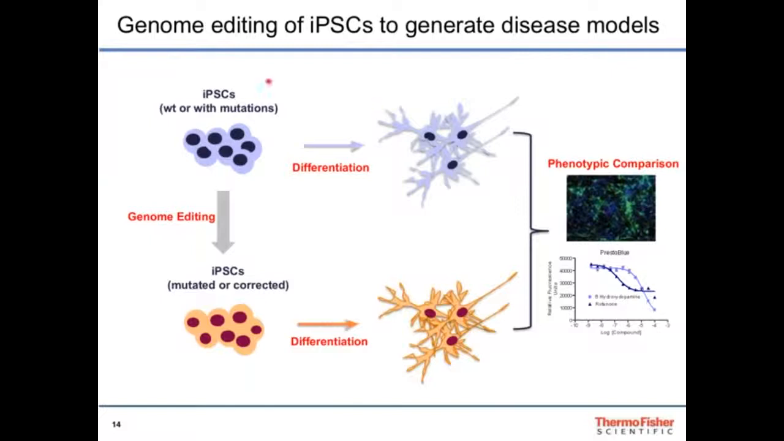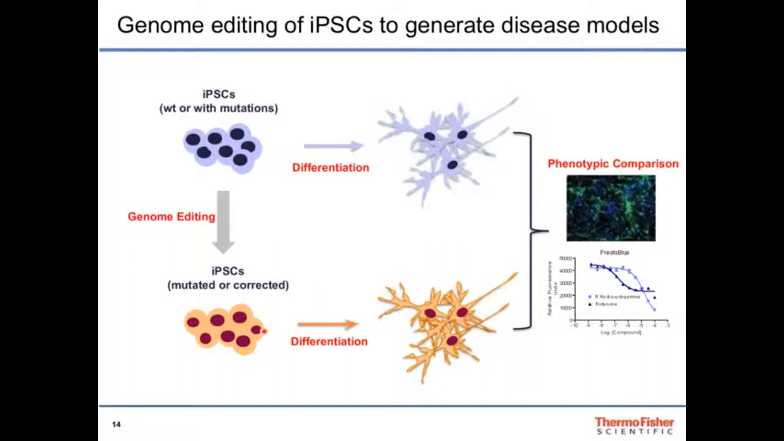So again, the idea is to start with our iPS cells from our patients, either with or without mutations. Then we edit some. In this case, we're either entirely knocking out a gene, or repairing mutations. And now we have two populations that are a matched set, identical in the genetic and the epigenetic background, and they only differ from each other by the exact mutations that we've induced in the cell.